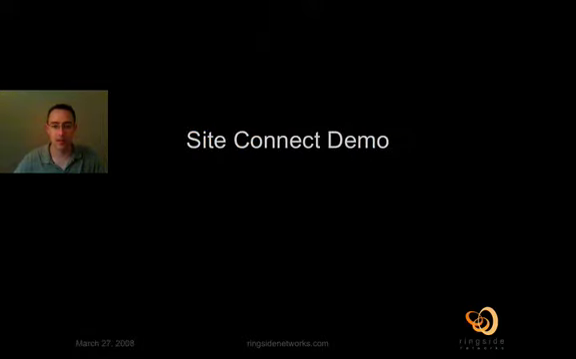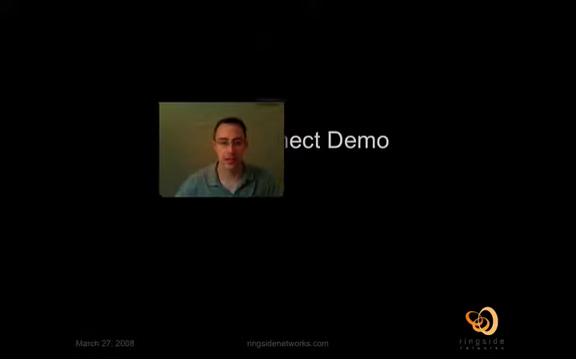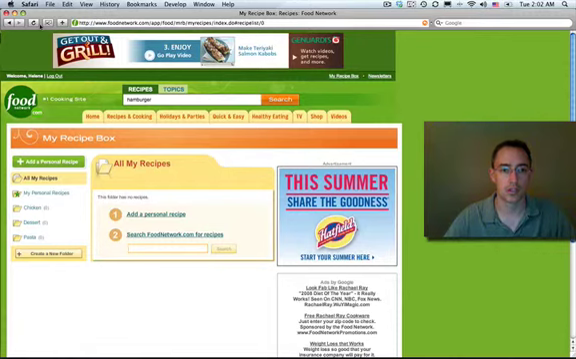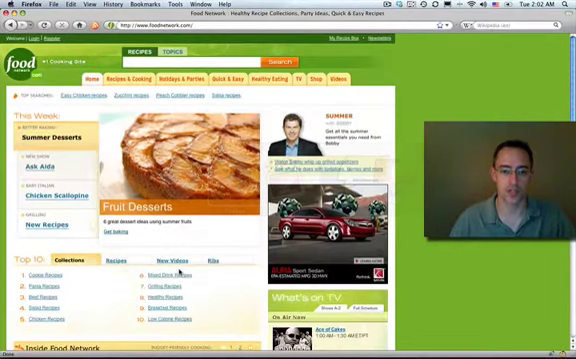Now let me give you a brief demo of Ringside Site Connect. Here we're on the foodnetwork.com website, and you're able to log into this website, and you'll see I'm actually logged in as Helene right now, and you can add recipes and organize recipes. Now I'm sure there are a lot of members on this website, but there's no way for me to connect to other members via this website. So what I'd like to show you is a way to enable those users to connect.